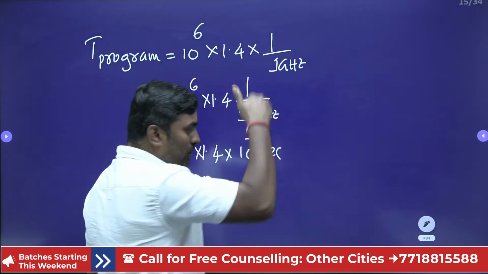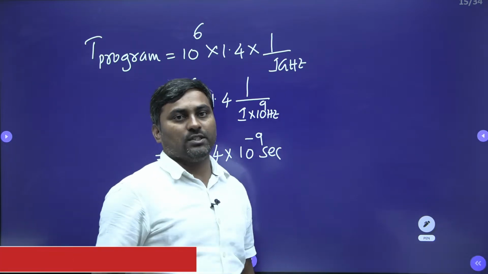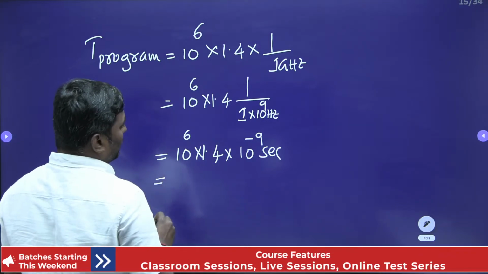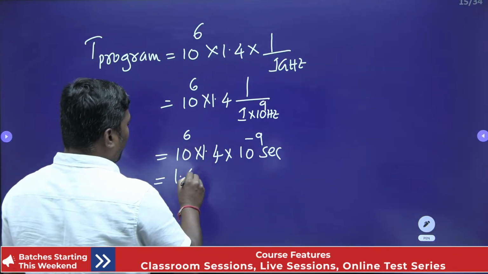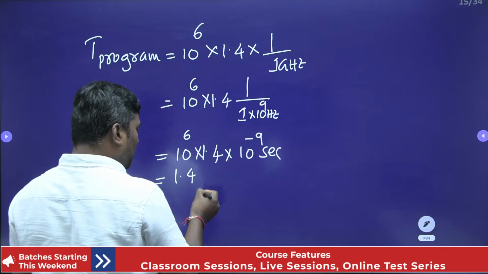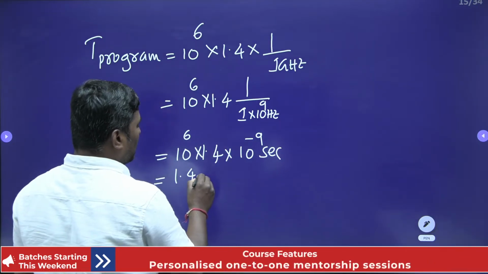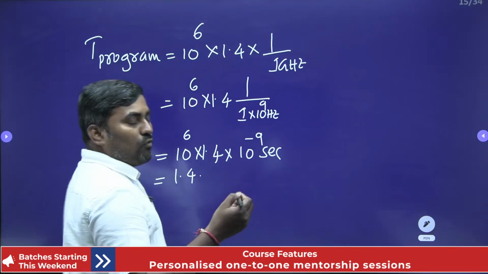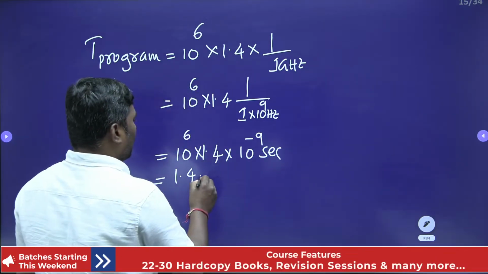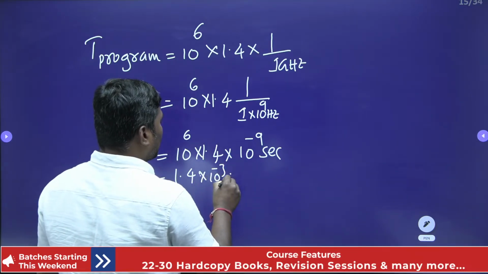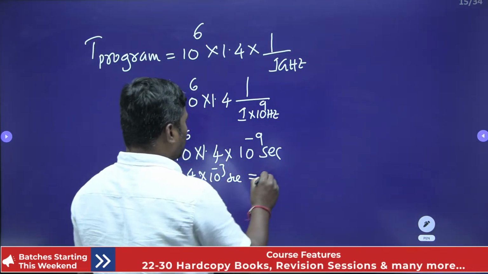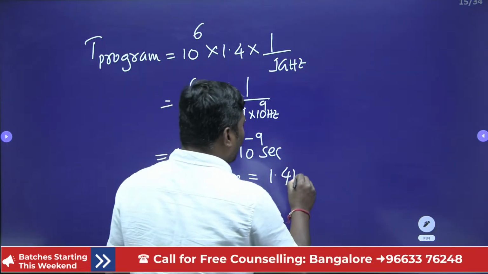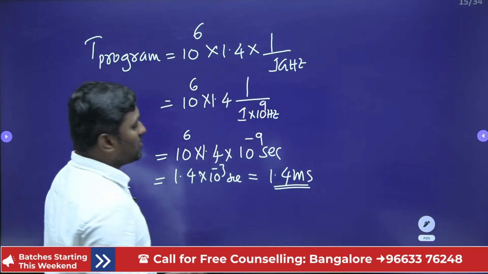Please observe, because 1 by hertz becomes seconds here. So now this value, how much will it be? 1.4 divided by 10 power 3, so 1 by 10 power 3, or the other way, this will be 10 power minus 3 seconds. 10 power minus 3 seconds is nothing but 1 millisecond. So 1.4 milliseconds is the answer.